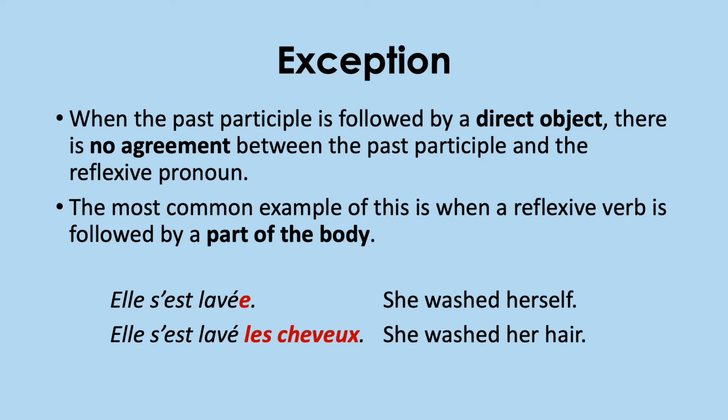However, in the second example, we have this extra object, les cheveux. Les cheveux in this sentence, hair, is a direct object. Because we have this direct object, which as I've noted is most frequently going to appear as a part of the body, then we will not follow the rules of agreement. So the past participle will not agree with the reflexive pronoun. It will be elle s'est lavé les cheveux. She washed her hair, no agreement. So keep that one in mind.